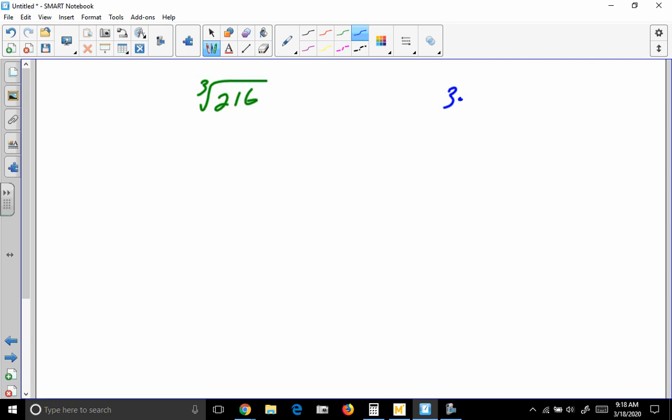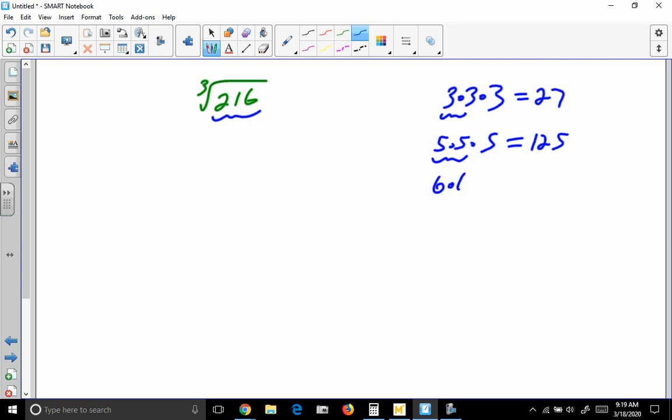If we do 3 to the 3rd power, 3 times 3 is 9. 9 times 3 is 27. Well, that's not nearly as big as that. So let's make it a little bigger. Let's try 5 to the 3rd power. 5 times 5 is 25. If you take out your calculator and do 25 times 5, that's 125. So that's getting closer, but that's still not as big as this.